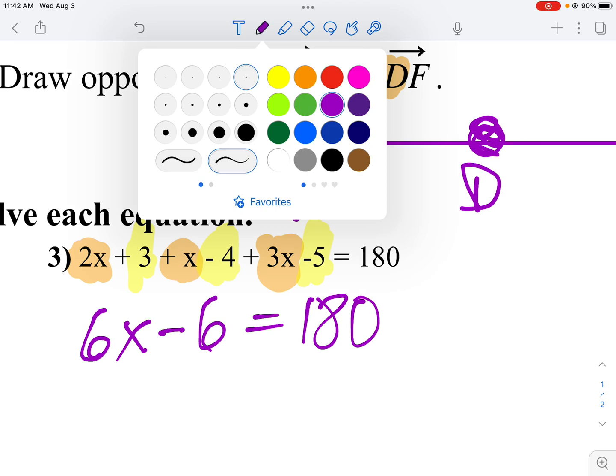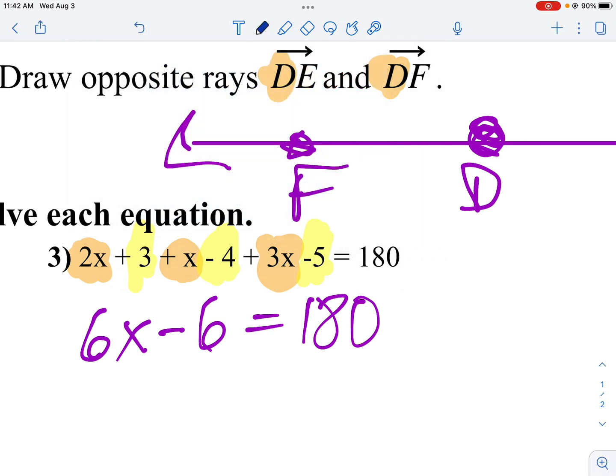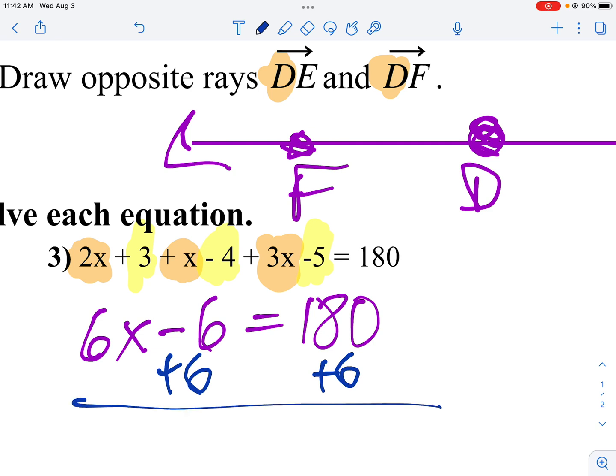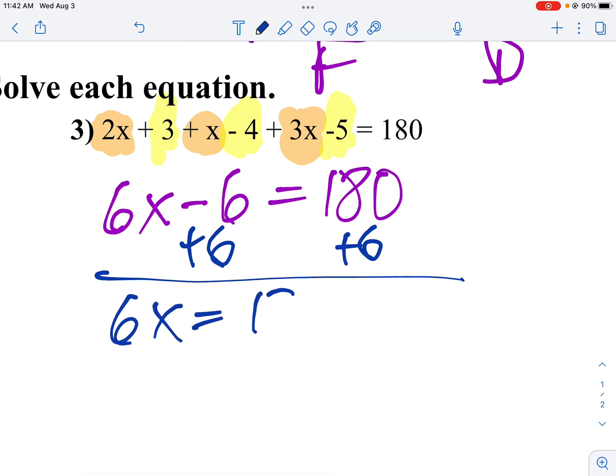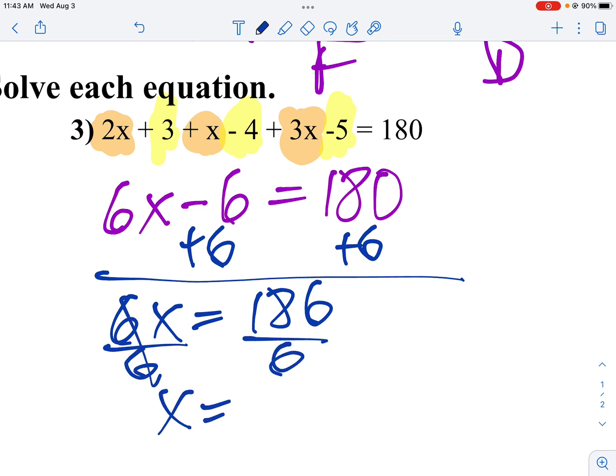Then, to get x by itself, I will undo subtracting 6 by adding 6 to both sides first. So the opposite of subtracting is adding, so we're going to get 6x equals 186. Well, then I'll divide both sides by 6. Notice my 6 is reduced. I get x equals, and 186 divided by 6, you can use a calculator, or just notice that 6 goes in 186 31 times, and there's our answer. So x is 31.